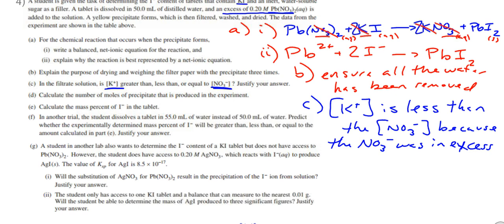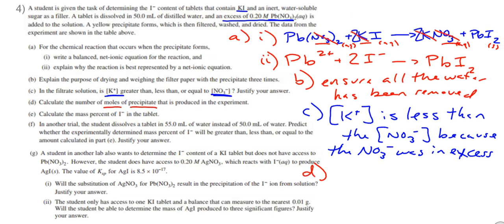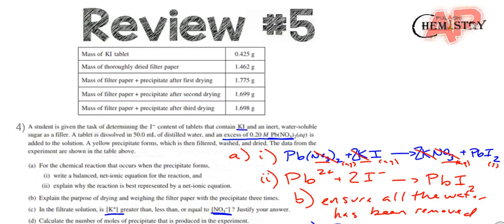Okay, so there hasn't been a lot of things yet in this problem. But then here we go. D, calculate the number of moles of precipitate that is produced in the experiment. So now they want a little bit of math. All right, so what you need to do is realize, okay, I need to start with the precipitate, and then I need to get to moles. So where am I going to find that? Probably somewhere up in here, somewhere in my data. Okay, so see if you can figure that out. How can you interpret that? Get to moles of my precipitate.